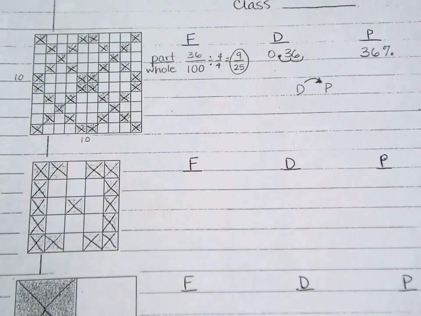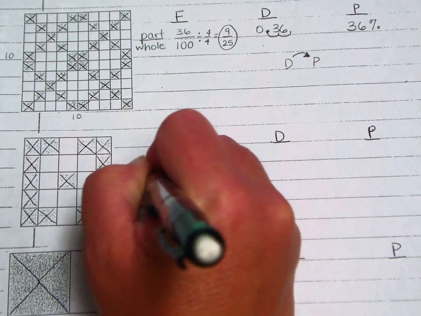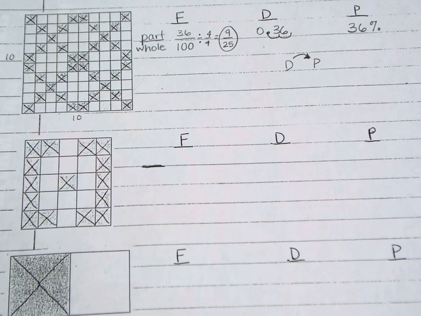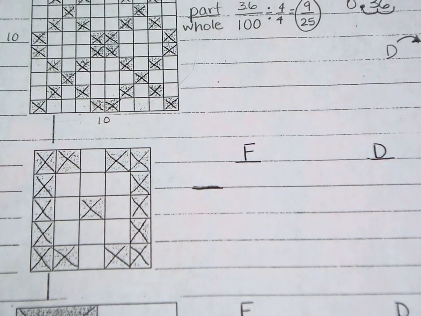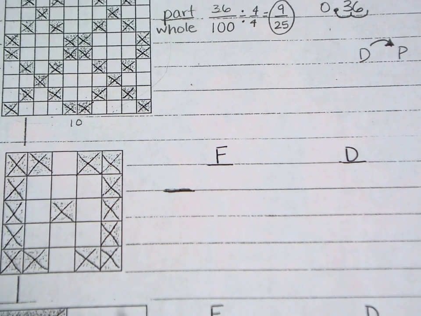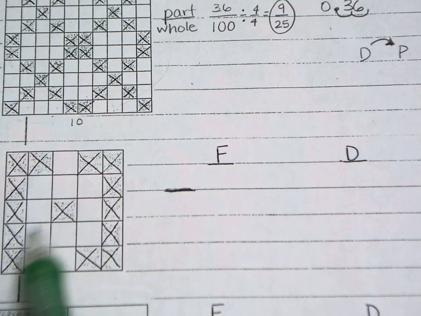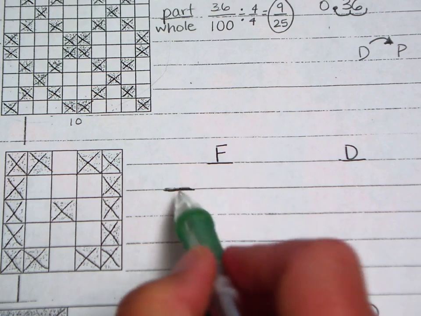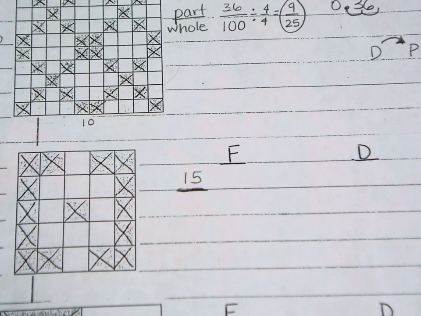Looking at the next picture, writing our fraction. Again, remembering it is part to whole. And in these problems, our part is the colored part. Our whole is the total number of spaces, the total number of boxes represented. So counting 1, 2, 3, 4, 5, 6, 7, 8, 9, 10, 11, 12, 13, 14, 15. So we have 15 shaded pieces. How many total pieces do we have?